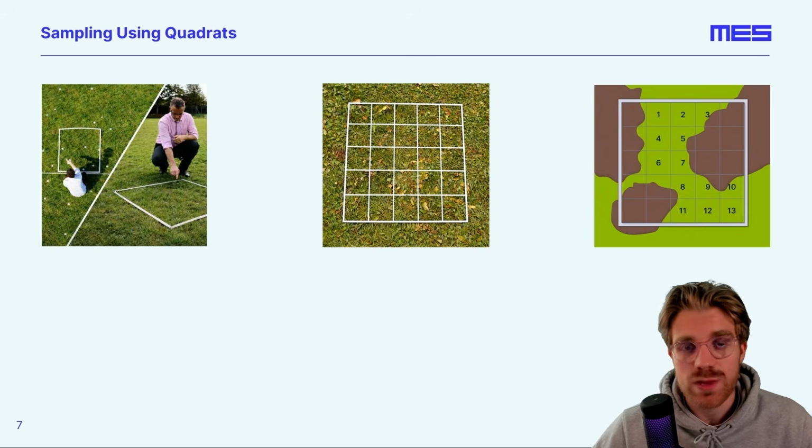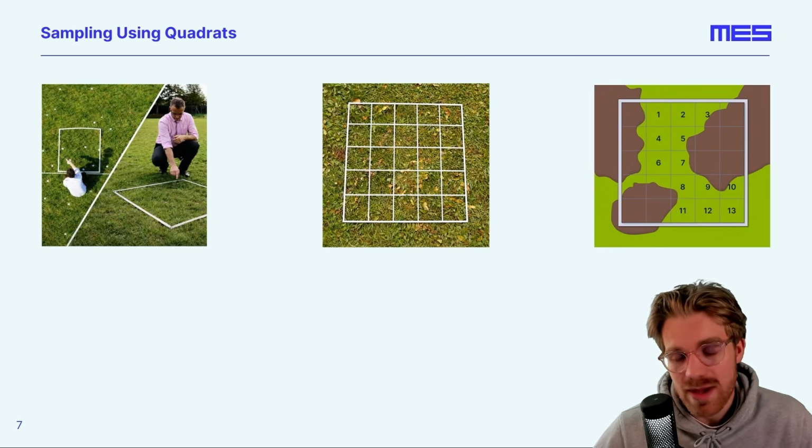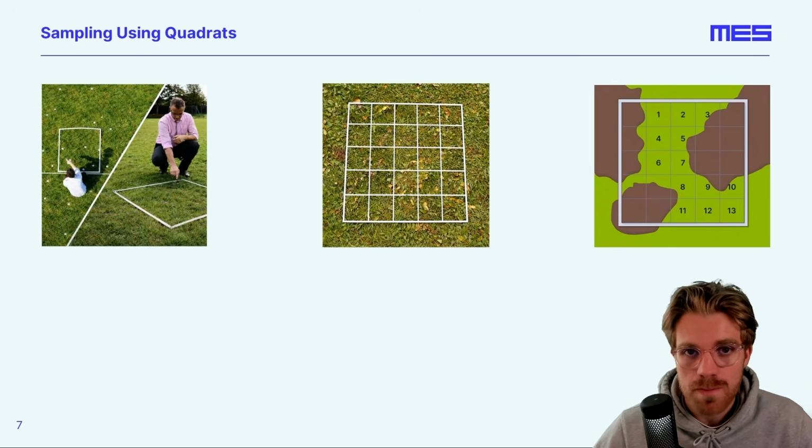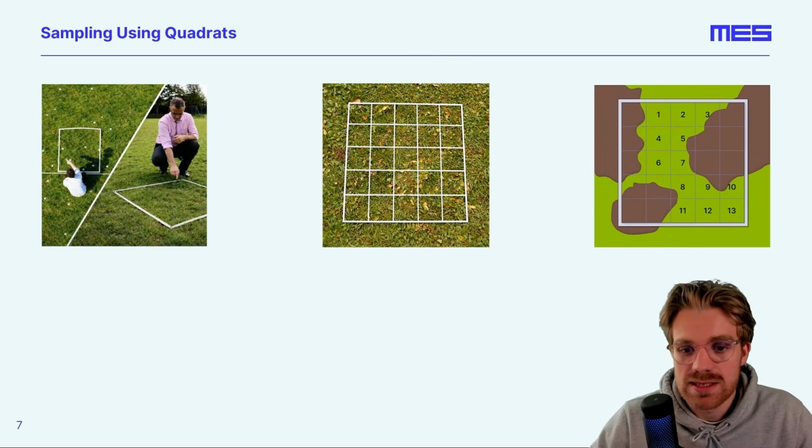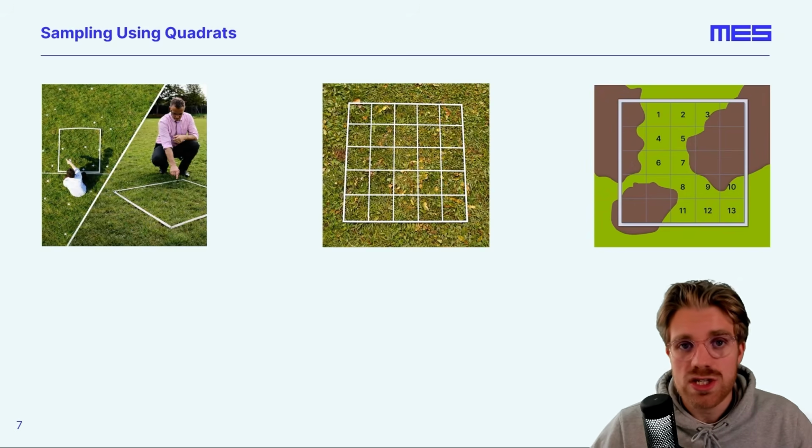There are a few ways that we can sample an ecosystem, but one of the main ways is we can use a quadrat. A quadrat is a square frame, maybe made of metal, maybe made of wood. Now, this square frame gives us a specific area in which we will count our target species. Now, it's important when we're sampling that it's representative of the entire ecosystem, so we need to remove any bias.